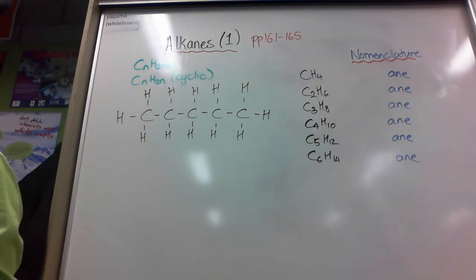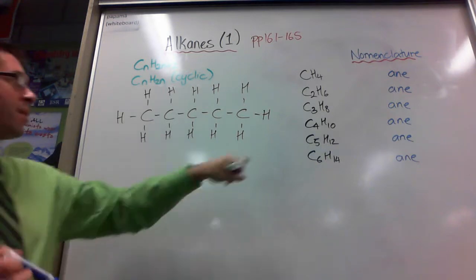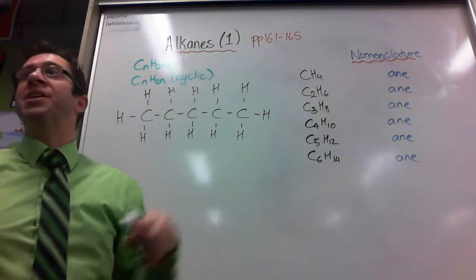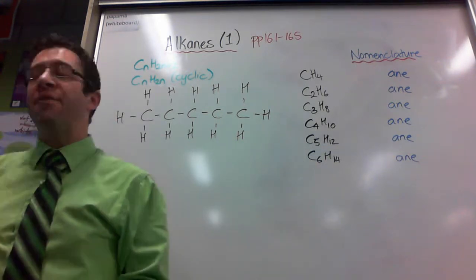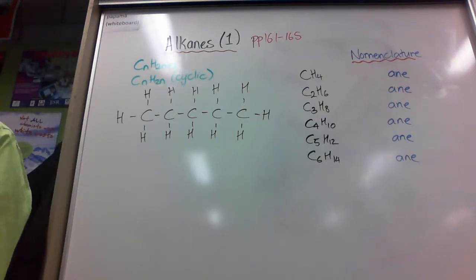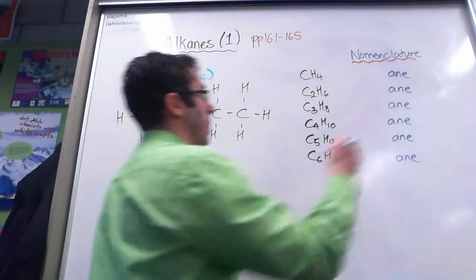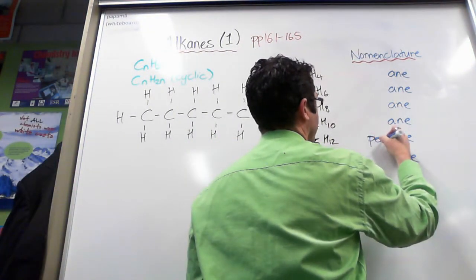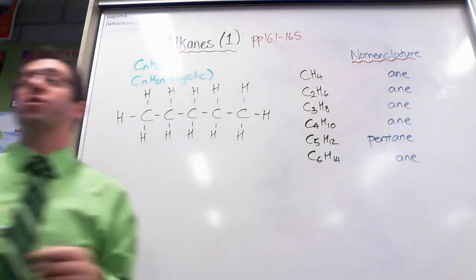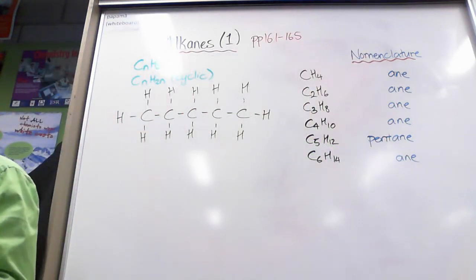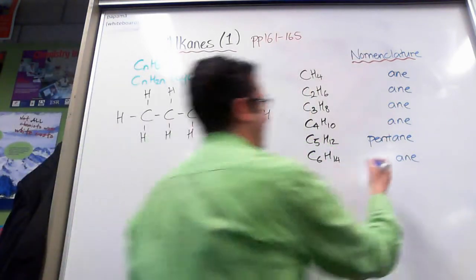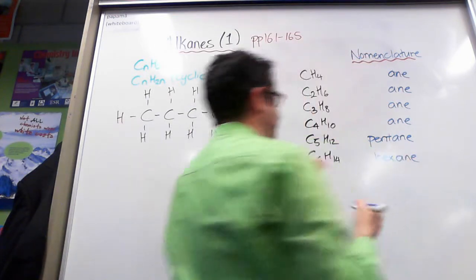Then I look at how many carbons I've got. Now these two are actually really easy, because they're just based around the geometrical shapes. If a geometrical shape has got 5 sides, what do we call it? Pentagon. So this is called pentane. And this one, therefore, is probably called hexane. Fantastic. Now that leads me to something else.